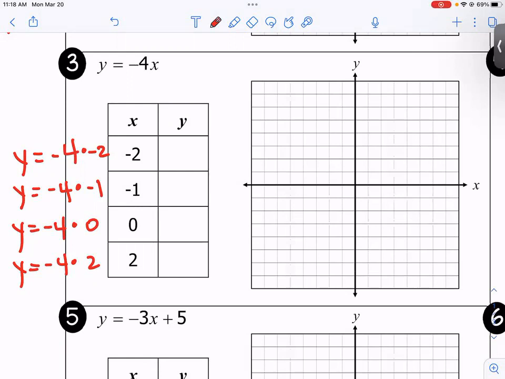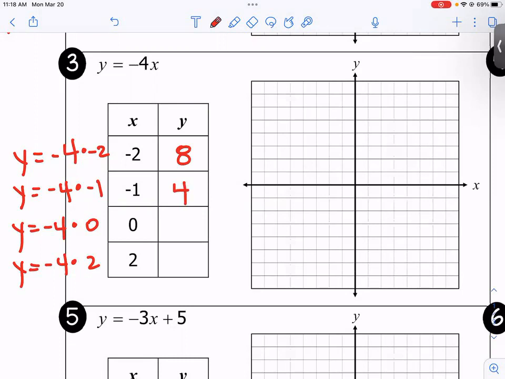Okay, Arisa, what's the y value when x is negative 2? Okay, so when x is negative 2, y is what kind of 8? So this is a negative 4 times a negative 2. Yeah. Negative times a negative is going to be positive, right? Okay. You graphed it that way. Yeah. Ariana, what about when x is negative 1, what's y? Good. Okay.